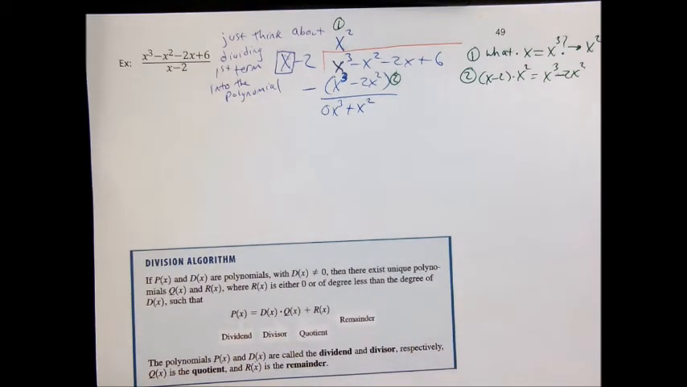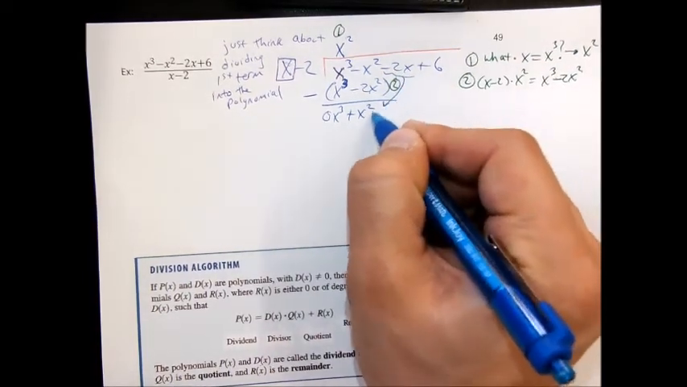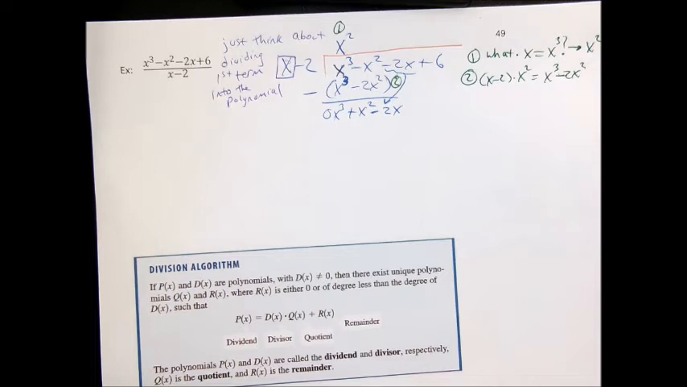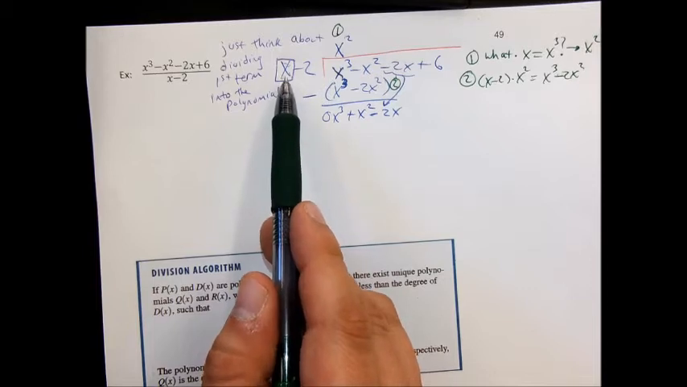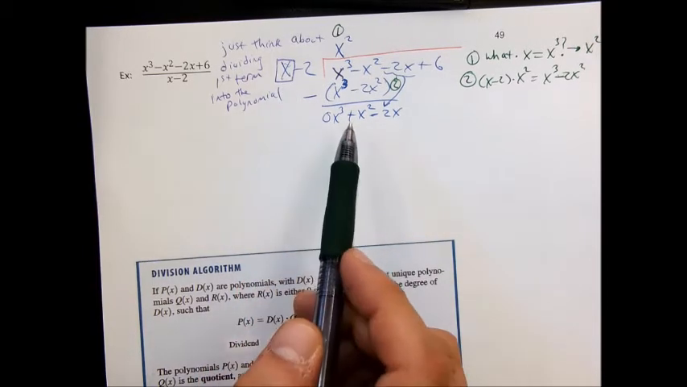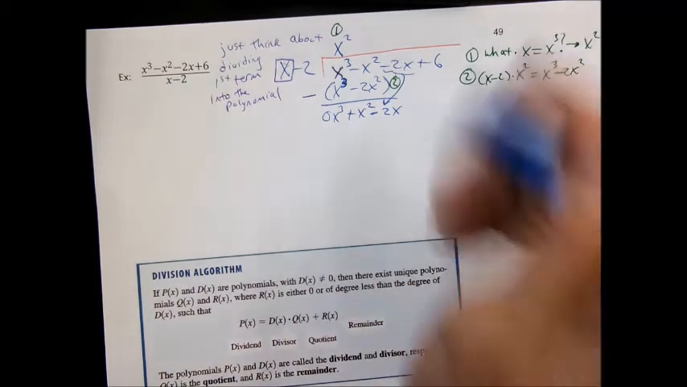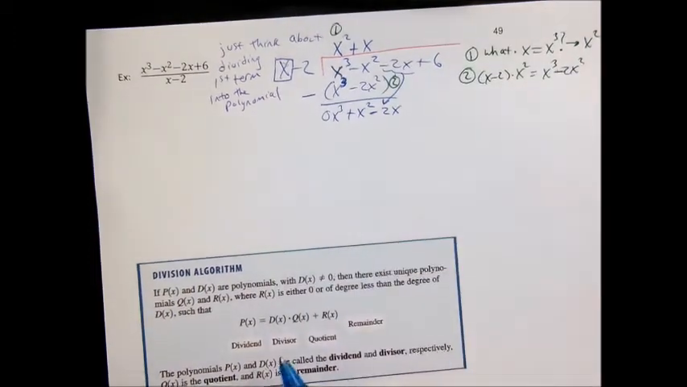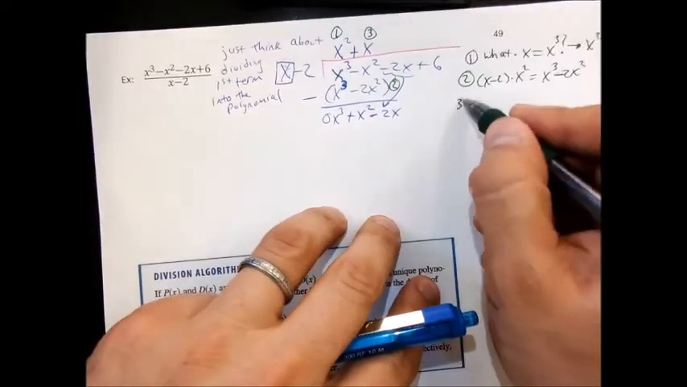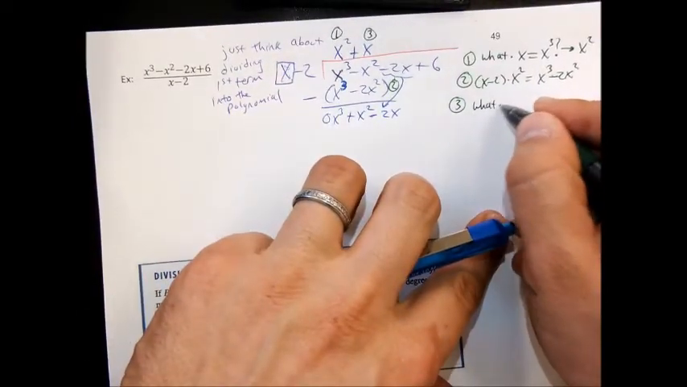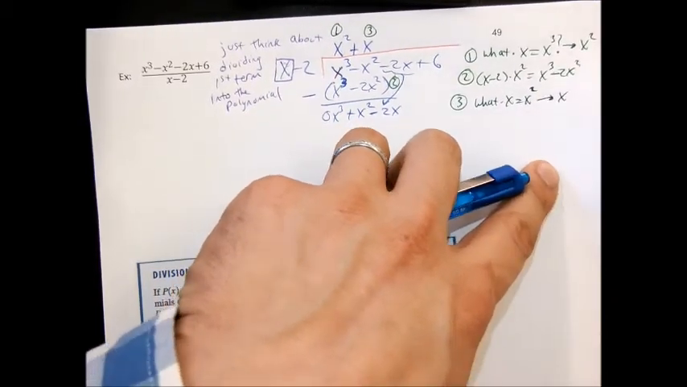Other questions? And then just like on the last page, we bring down the next thing. So we bring down this minus 2x next. And then we do the exact same thing again. We just focus on the x, and we say, what do I have to multiply x by in order to get x squared? So that's x. x times x is x squared. So I put a plus x in. And again, I will just note here how I got that. I got 3 because I thought about what times x would give me x squared, and the answer is x times x.